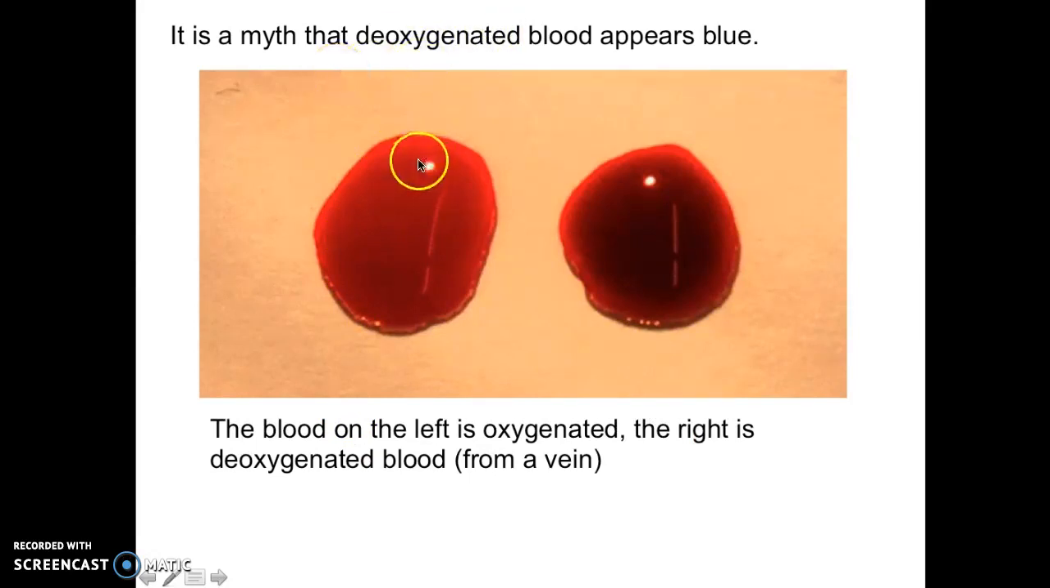Just as a myth, deoxygenated blood appears blue. This is deoxygenated blood. It is darker in color, but it is not blue. That's a myth.